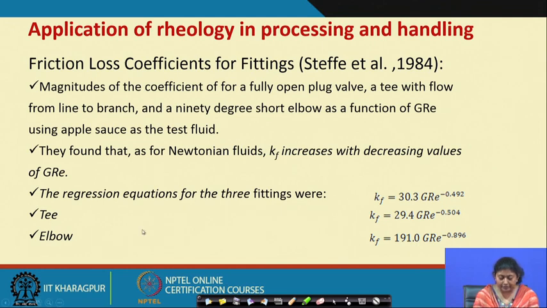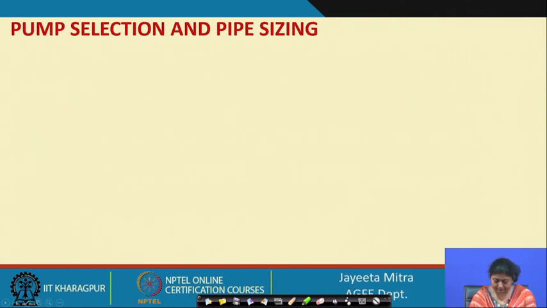So, the regression equations for the 3 fittings that we have got are: Kf equal to 30.3 GRe to the power minus 0.492; for the T joint we are getting Kf equal to 29.4 generalized Reynolds number to the power minus 0.504; and for the 90° elbow joint we are getting Kf equal to 191.0 generalized Reynolds number to the power minus 0.896.